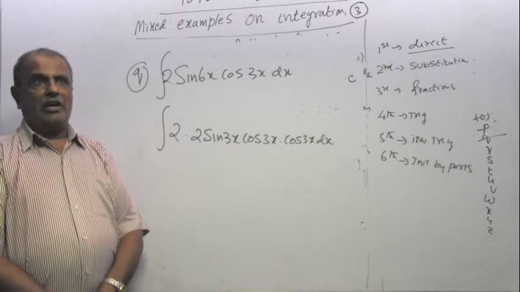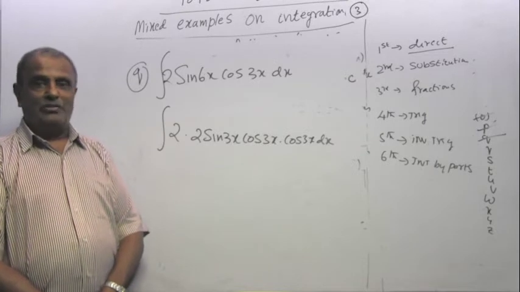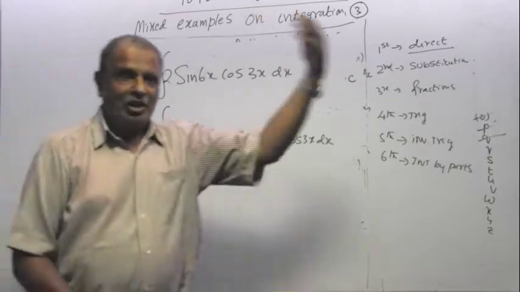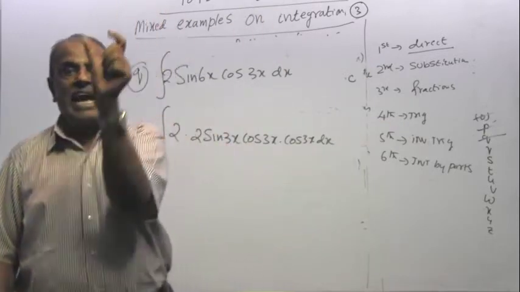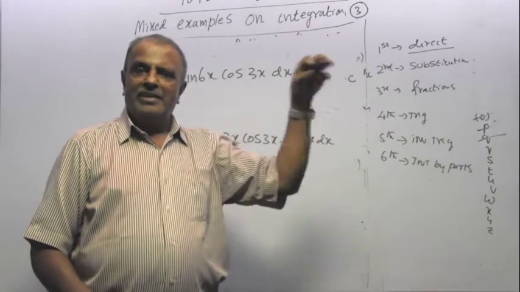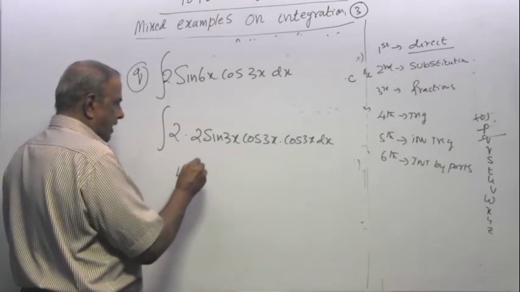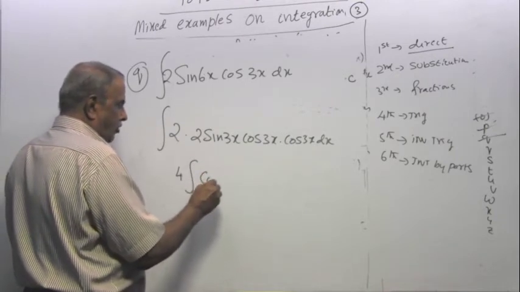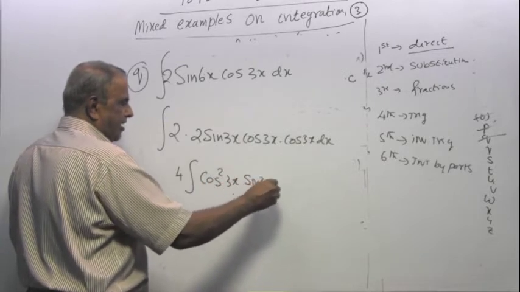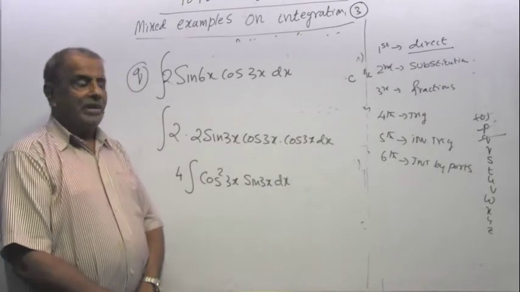Sine 2a is 2 sine a cos a. Sine 6a is, similarly, sine 2a is 2 sine a cos a. Sine 4a is 4 sine a cos a? No! The number 2, the sine, the cos do not change. It's only the angle that changes. 1 to 2, 2 to 4, 4 to 8, 3 to 6, like that. So, this is 4 integral cos squared 3x sine 3x dx. Now, do you recognize something?